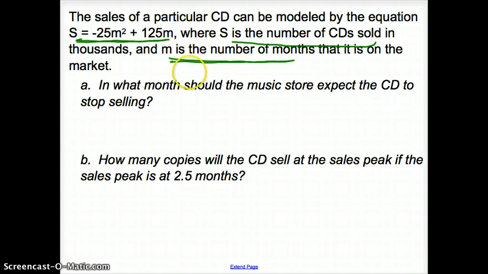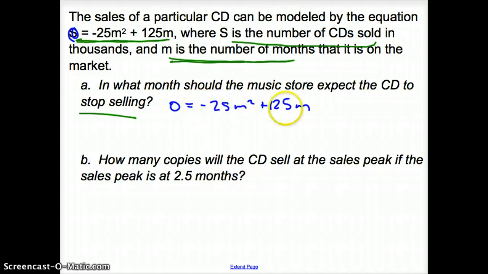Well, we are asked for, in what month should the music store expect the CD to stop selling? To stop selling. Well, if you were a business owner, when would you stop selling the CD? Well, I think I would stop selling it when I know it would be at 0, when I could sell no more copies. So, where would I put 0? Would I put 0 in for the months, or would I put in for the number of CDs? Hopefully, we said the number of CDs, so I'm going to put 0 right in for this S. So it's going to be 0 equals a negative 25m squared plus 125m.